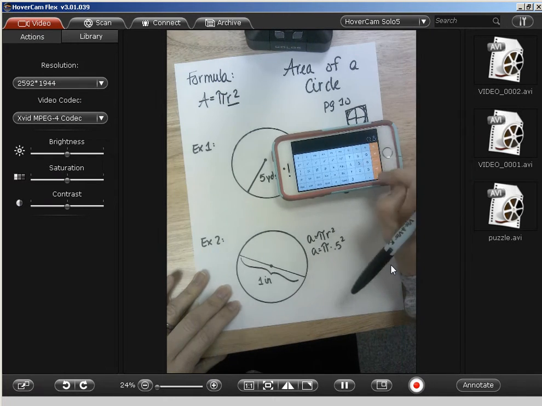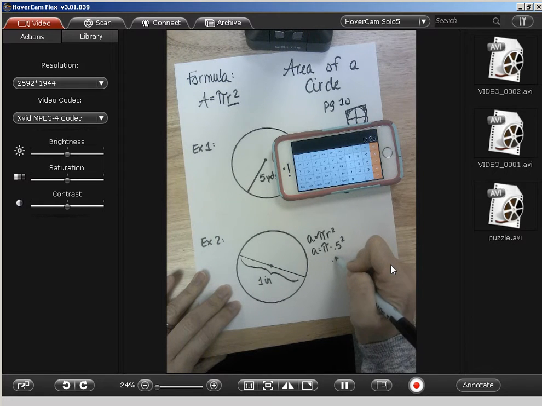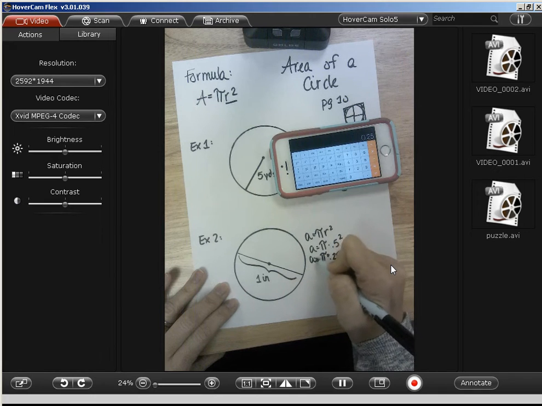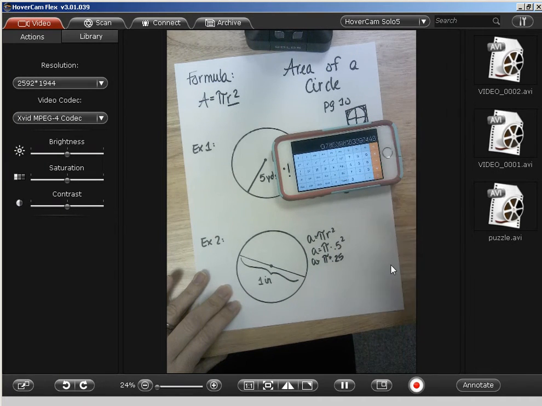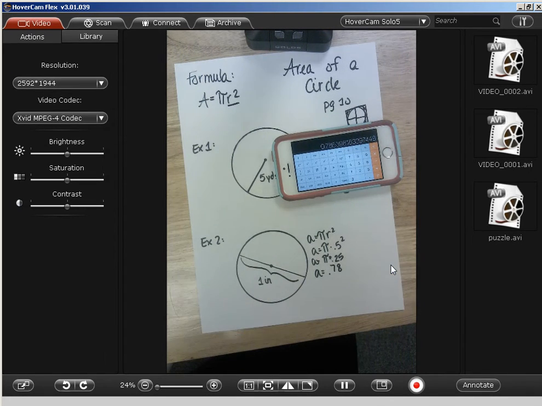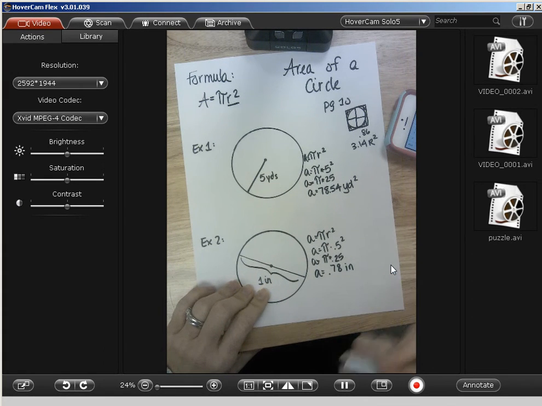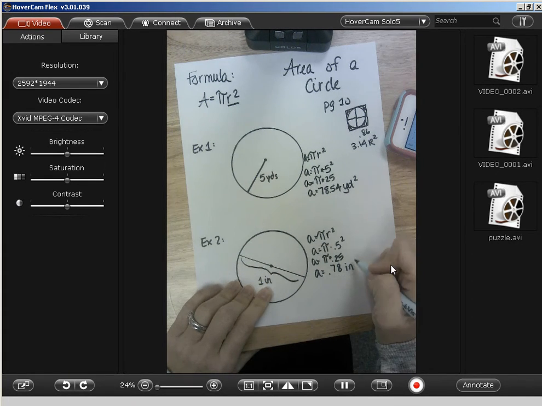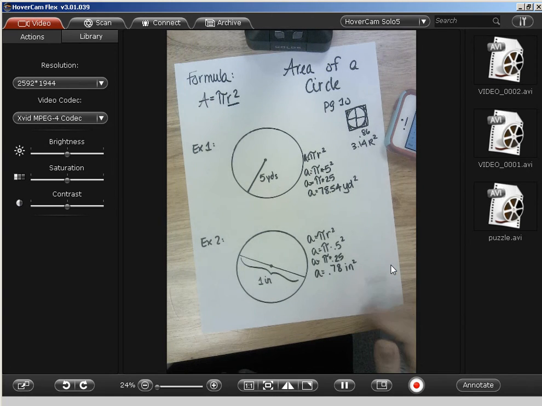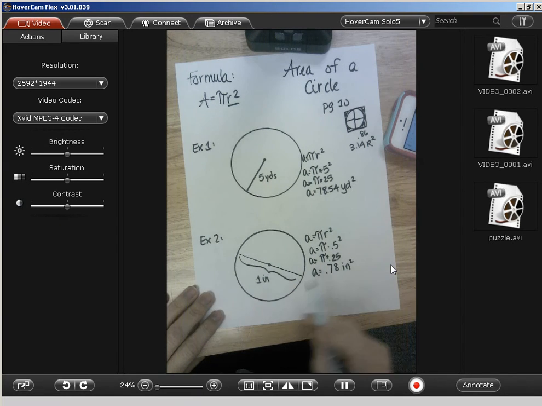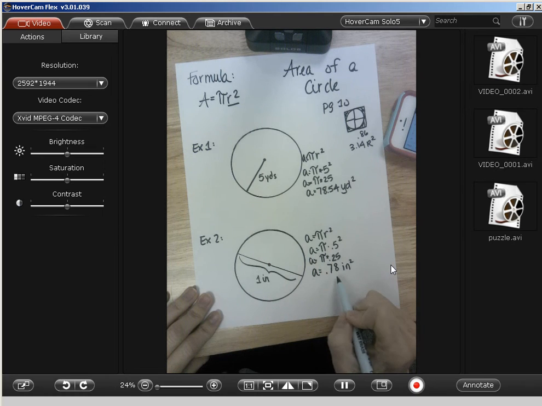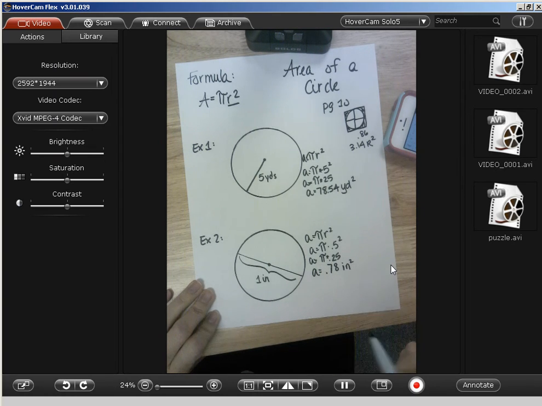0.5 times 0.5 gives me 0.25 times pi. So my area is 0.78, and that was inches. And since it's area of a two-dimensional figure, it's inches squared. So what this means is the area of one circle would be about 1/4 of an inch.